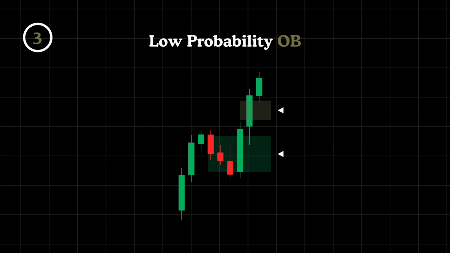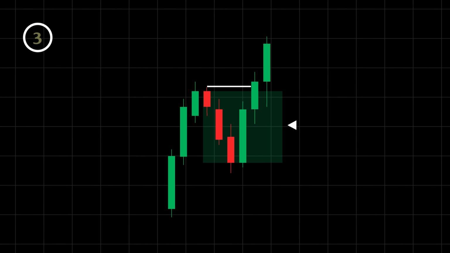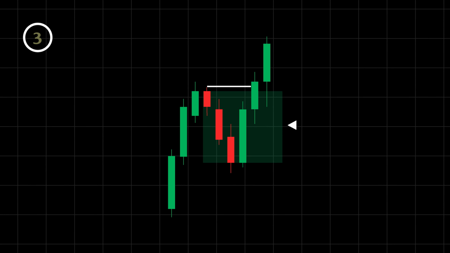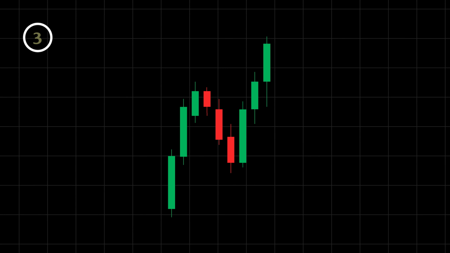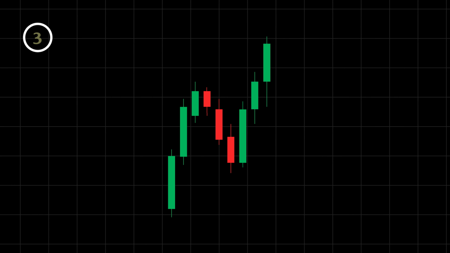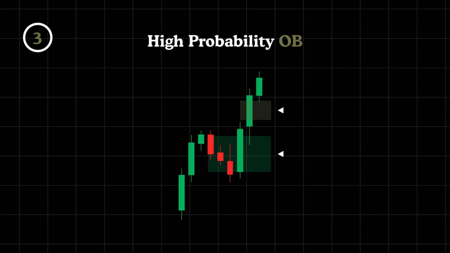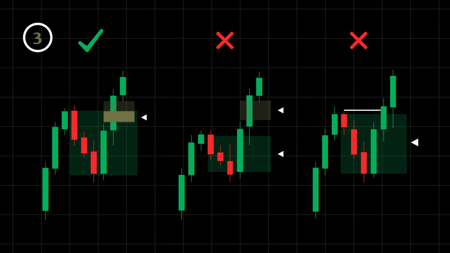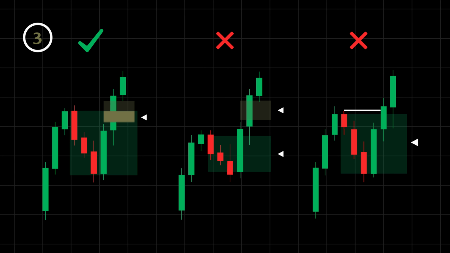Finally, let's break down one more example. In this final example, we observe that the impulsive bullish move fails to create any fair value gap. This lack of imbalance reflects weak buying momentum, and as a result, this would not qualify as a high probability order block.